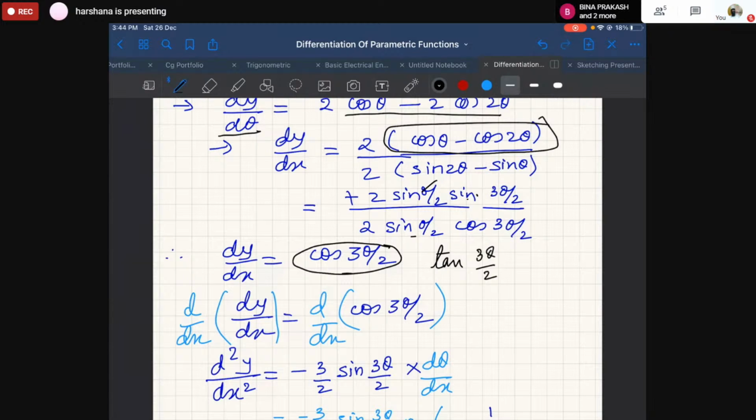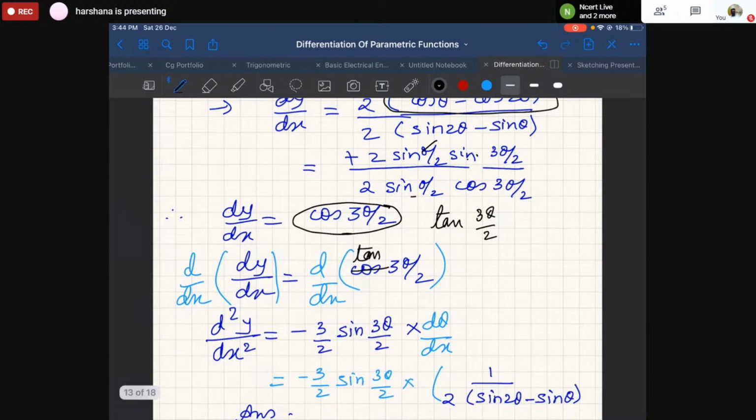So therefore, it is the derivative of tan 3 theta on 2 which has to be taken up further. So we again apply the operator. Please do correct this mistake. This expression can be corrected. We can do the correction later.